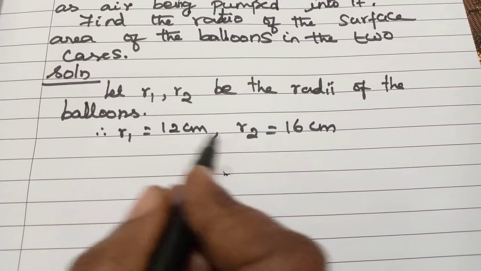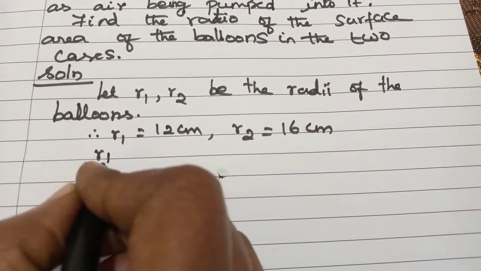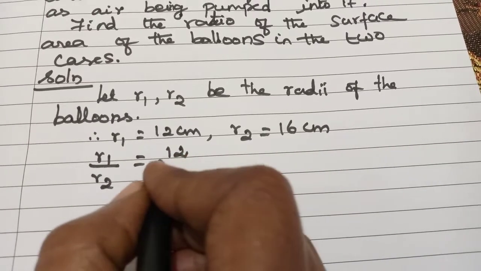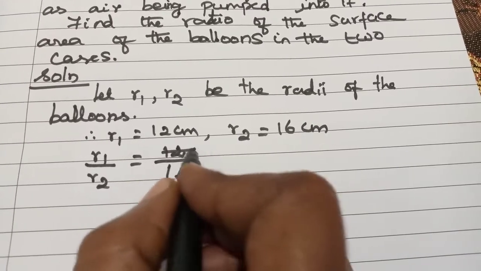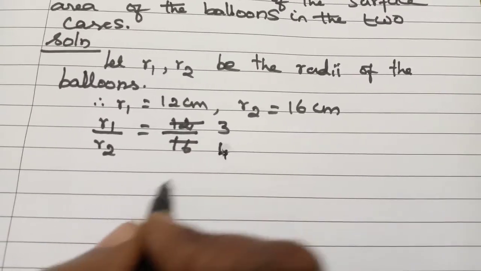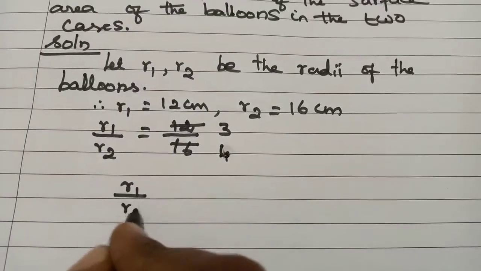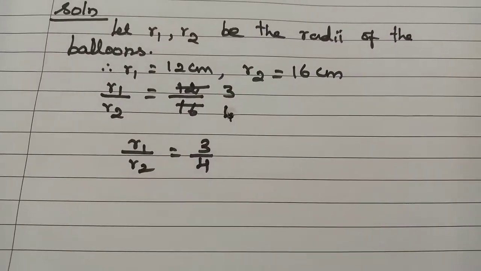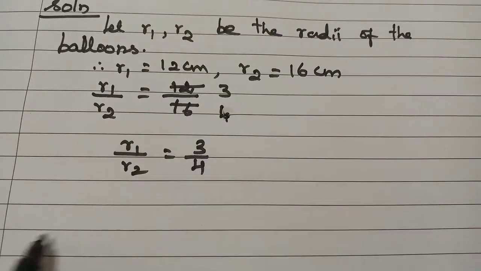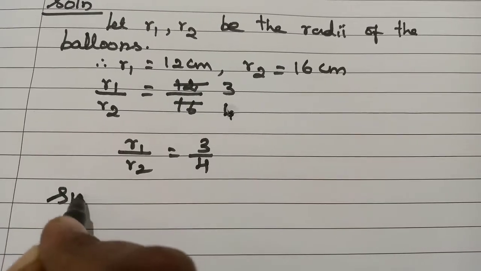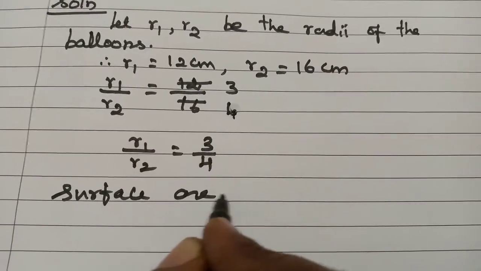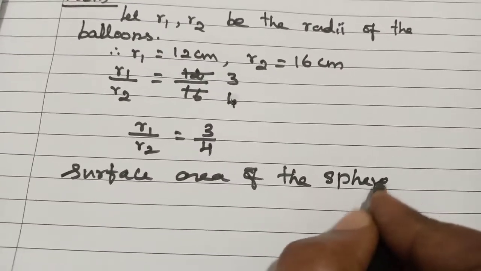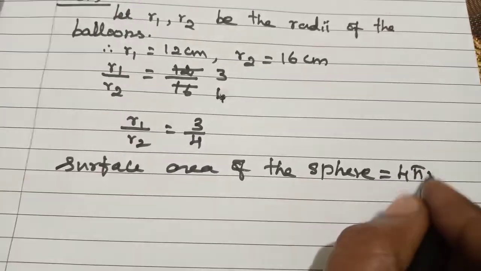So initially we have to find the ratio of the radius. So ratio of the radius is R1 by R2. Let us find out. Is equal to 12 by 16. Divide it, we get 3 4s are 12, 4 4s are 16. So R1 by R2 is equal to 3 by 4. We have to find the ratio of CSA of the balloons. For that first we have to write the CSA of the sphere formula. Surface area of the sphere. What is the formula? 4 pi r square.